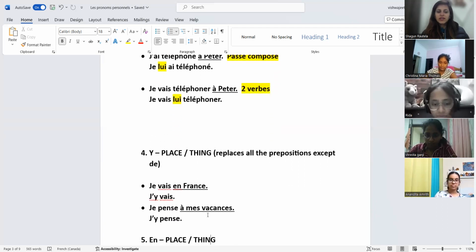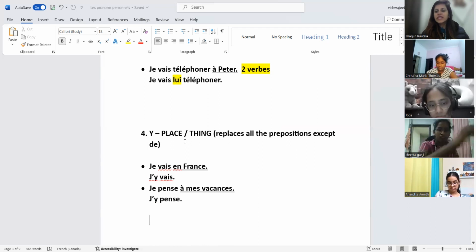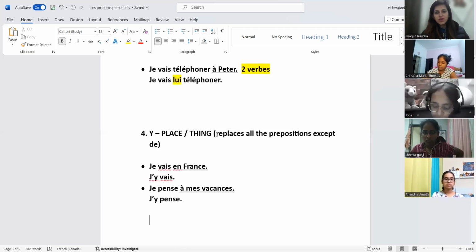Okay, so Y has two usages. The first usage, we call it Y. This Y is called as Y. One is place and the other usage is thing. And very clearly I've written here, it replaces all the prepositions except DE. If DE is there, you cannot write Y. So I've given you a few examples.